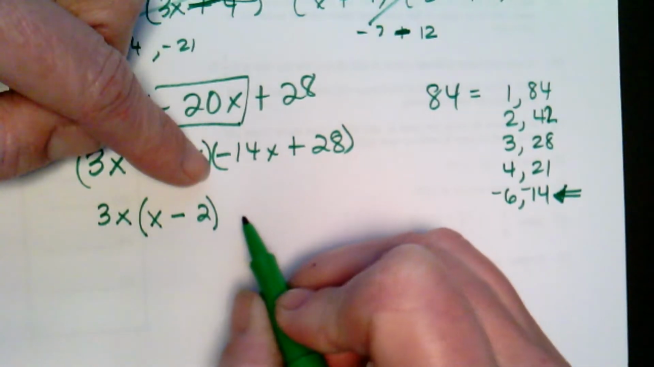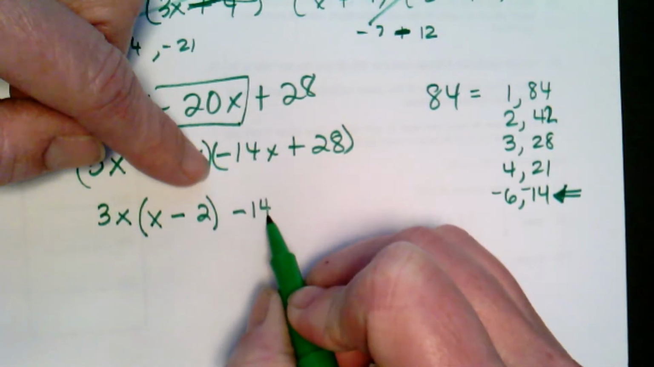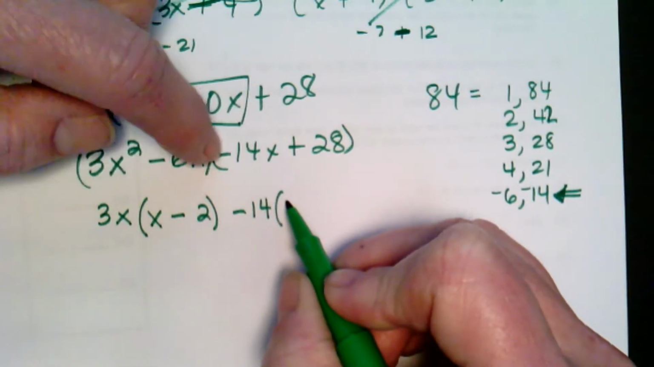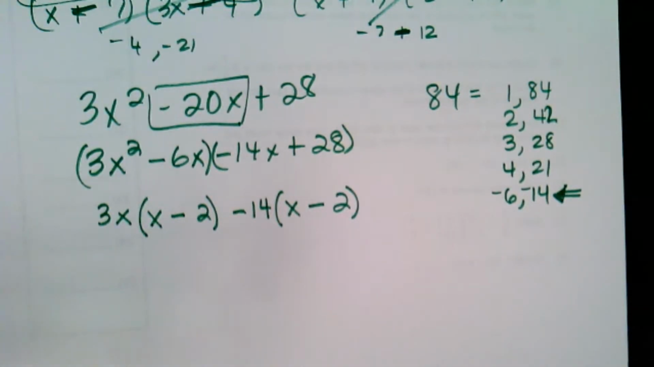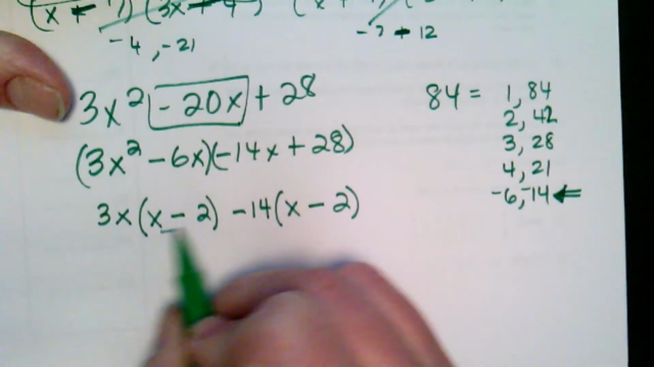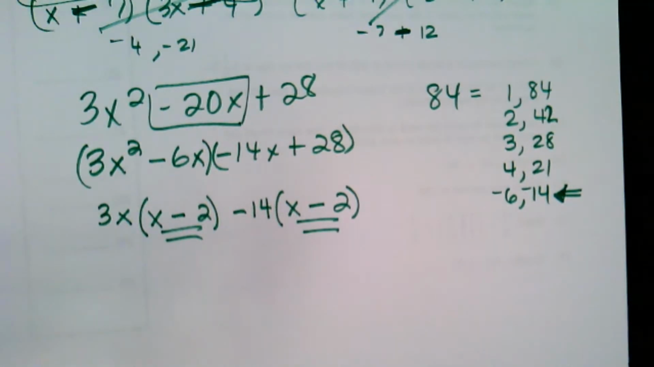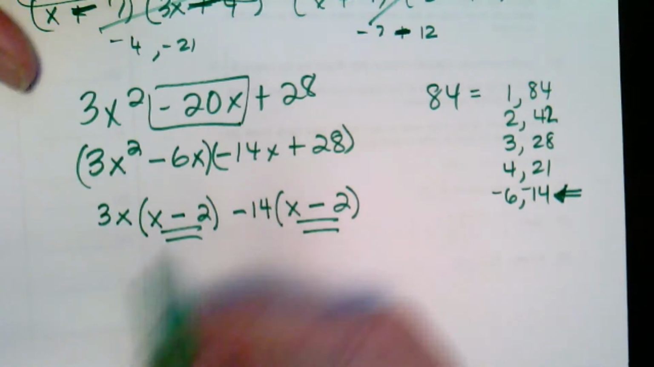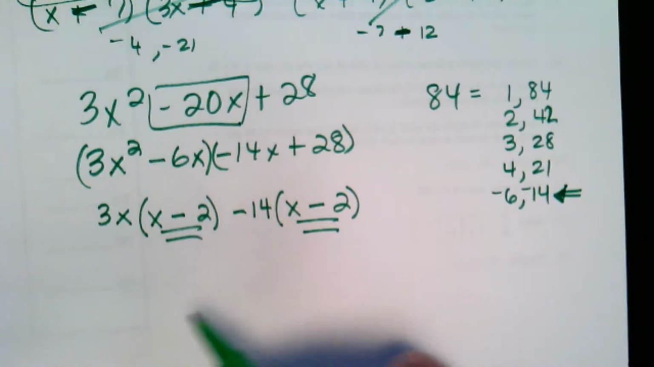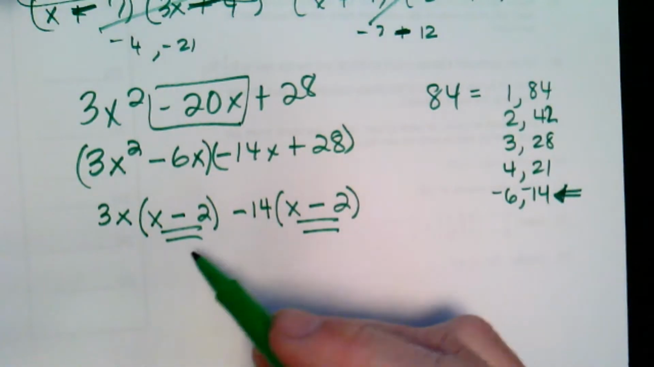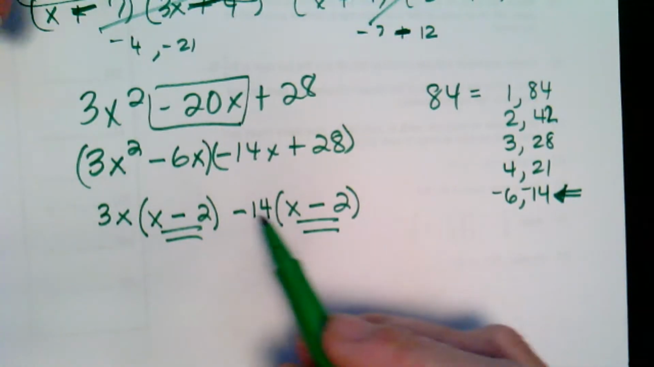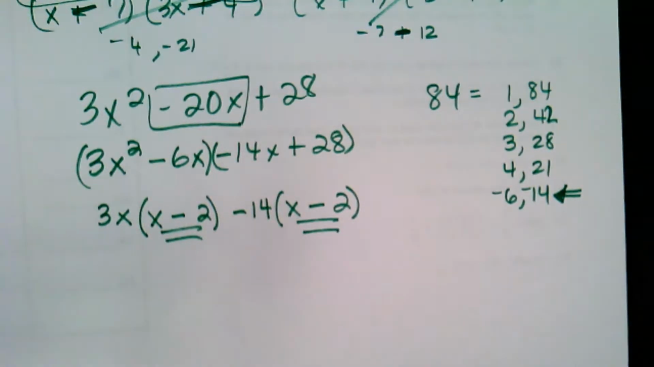Alright, my second term I'm going to pull out a negative 14, and I'm going to be left with x minus 2. If grouping works, you should have a set of parentheses that are identical. So in this case, x minus 2. If grouping doesn't work, these will be different. Now, the ones that you're given, it should always work if you do it correctly. So if you don't do it correctly and it doesn't work, then recheck.